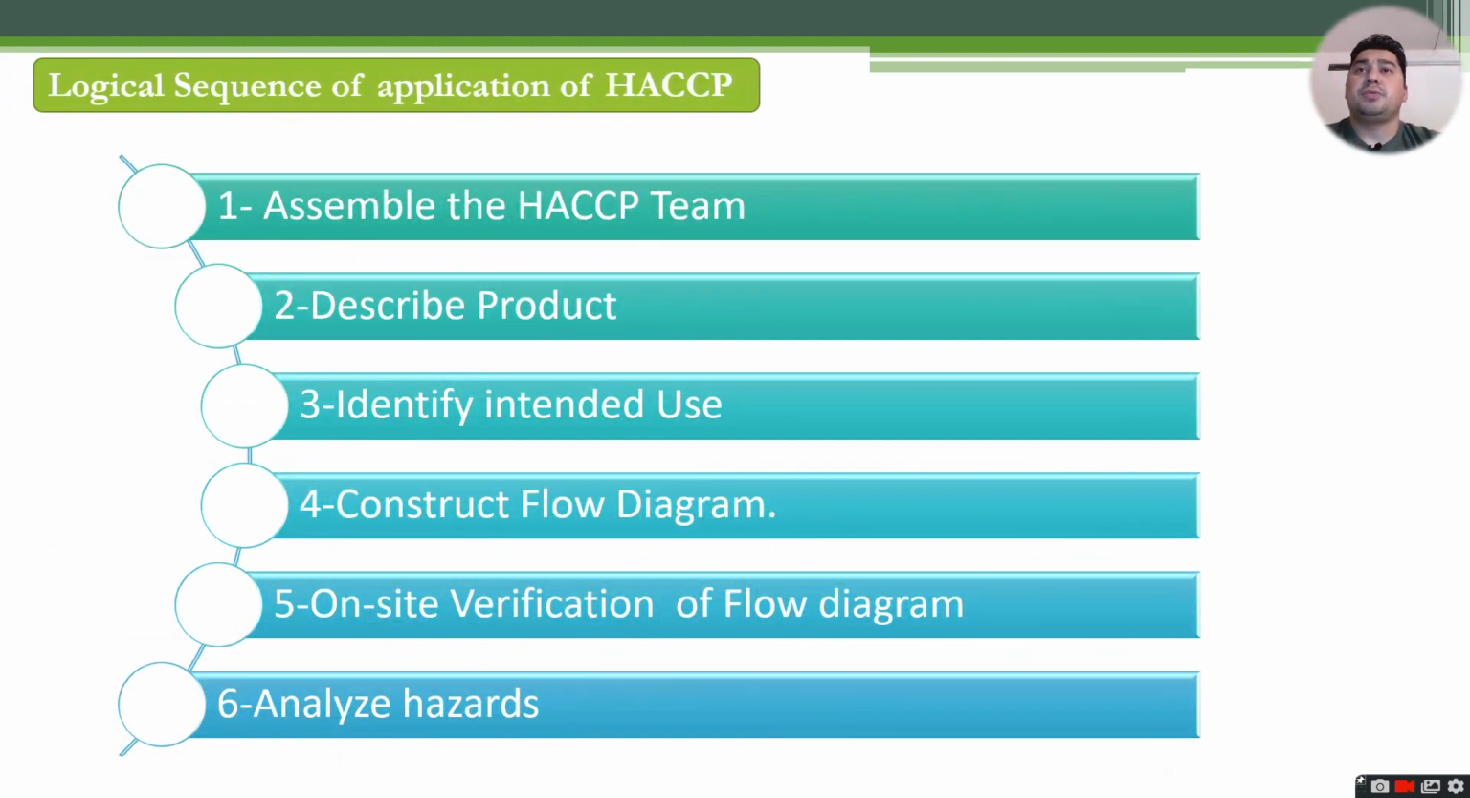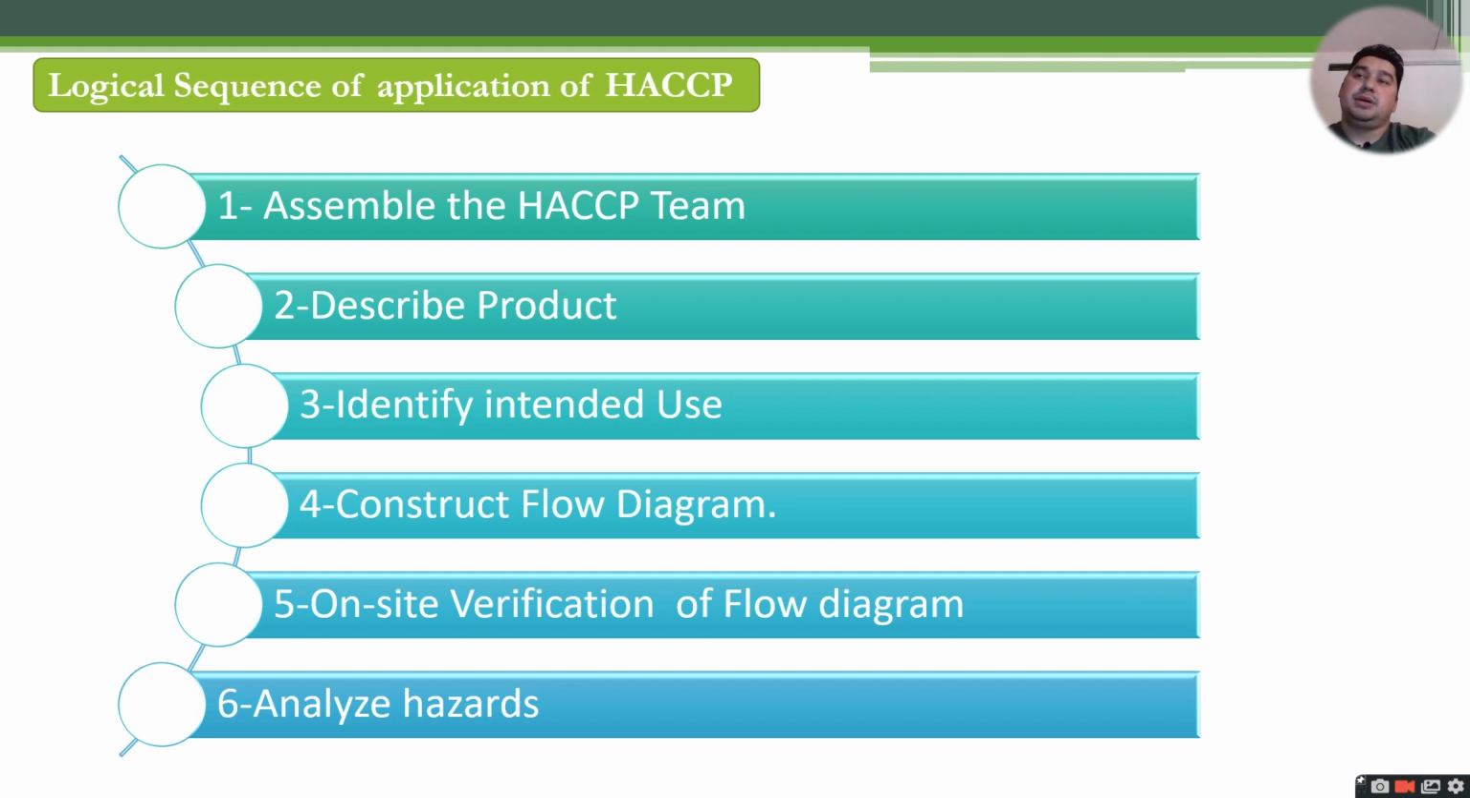Now, the logical sequence of application of HACCP. Now we will learn about HACCP. First of all, there are 5 standards and 7 principles in HACCP, so there are a total of 12 process steps that we have to go through, and we can understand what HACCP is all about.